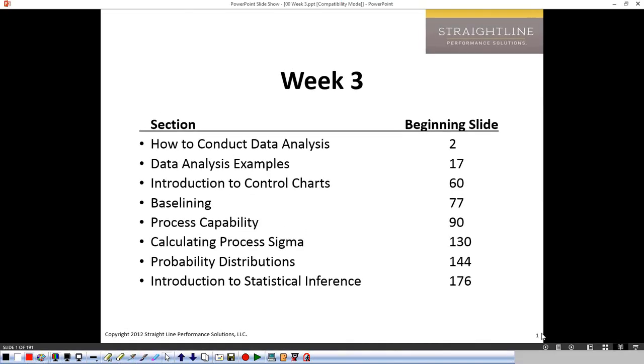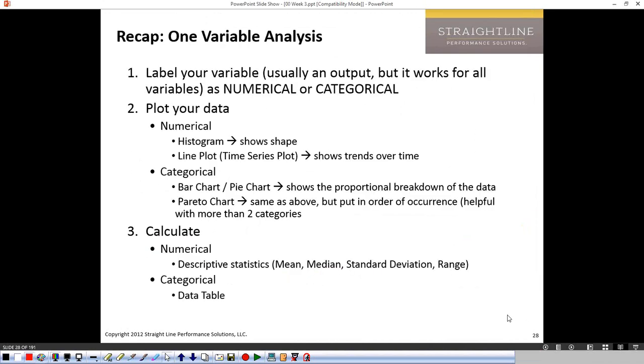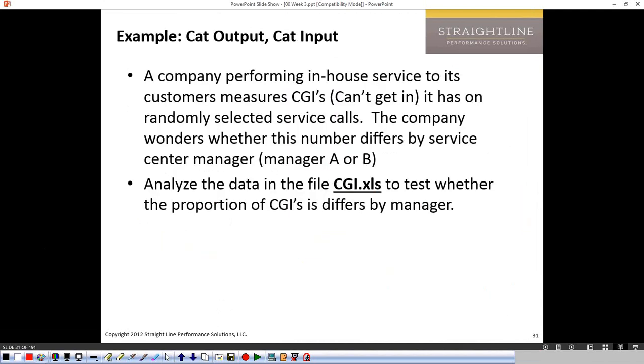Let's see if we can go back to this one. There we go. Okay. So at this point, we're going to get to two-variable analysis, which is a little more interesting, and we'll do it in the following order. We'll do categorical output, remember, that's some sort of measurement that's usually a yes or no, or maybe a little bit more than that, versus categorical input. We'll do numerical output versus category input, and we'll do numerical output versus numerical input. Let's start from this one.